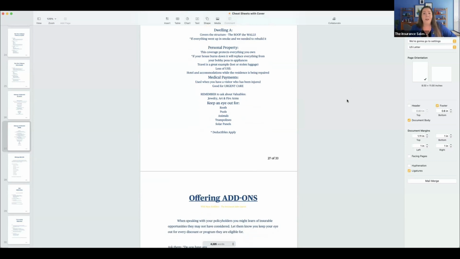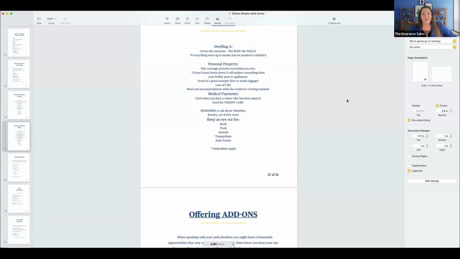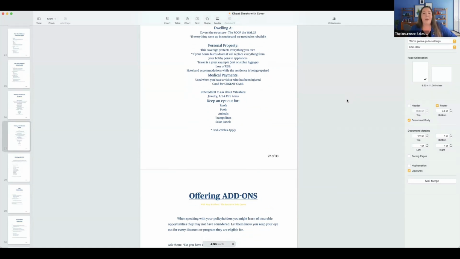Loss of use. Again, if your home goes up in smoke or there's a flood of some sort, well, we could talk about flood insurance too. That's a whole other ball of wax. But anyway, loss of use is going to give you hotel stay, accommodations, room and board while your home is being put back together. Medical payments. Again, somebody was hurt. I always think of this for friends. Somebody's visiting. Maybe they slipped into the pool, twisted something, needs to go to urgent care.